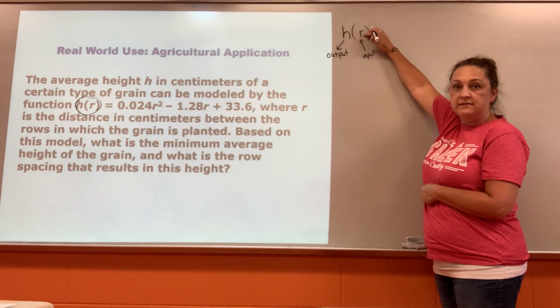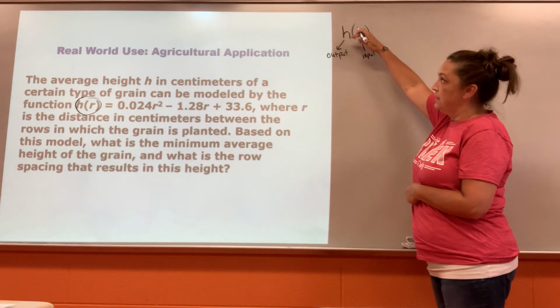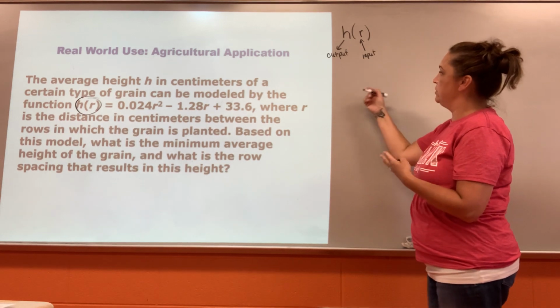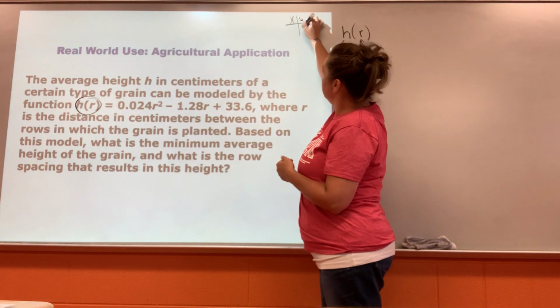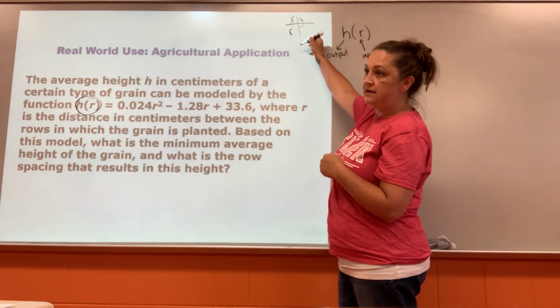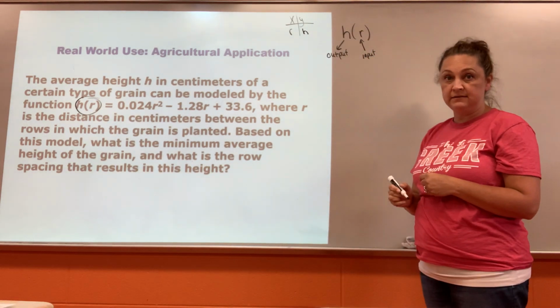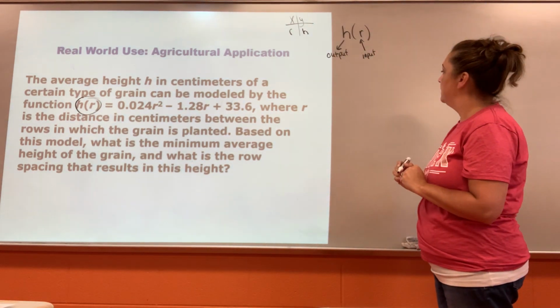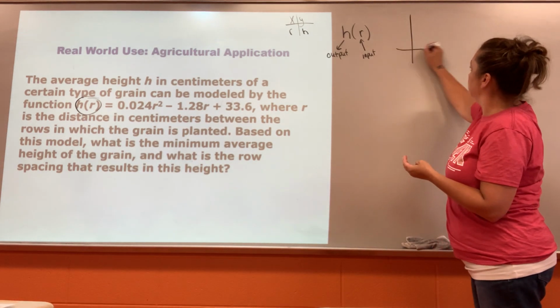Again, r is on the inside, it's the input. H is on the outside, it's the output. When y'all are thinking of your x and y t-chart, in this case, r is on the x-axis and h of r is on the y-axis, input, output. So if it helps you to go ahead and draw a picture of that, then do that.